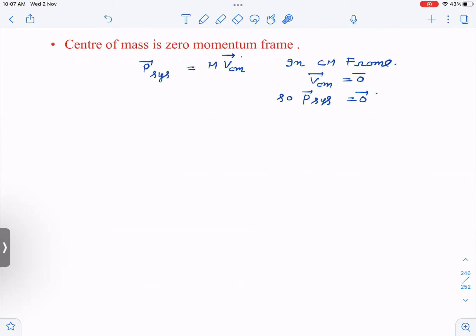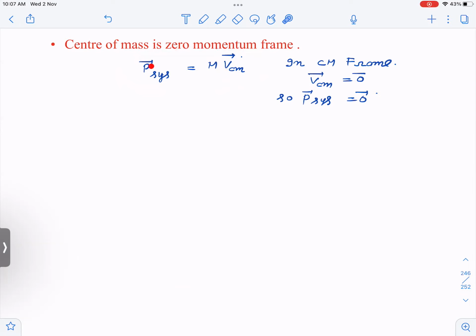So if you are in the center of mass frame, no matter how many particles there are, no matter whether the system is discrete or continuous, it doesn't matter. The momentum of the system will always be zero. So the center of mass is a zero momentum frame. Now why?